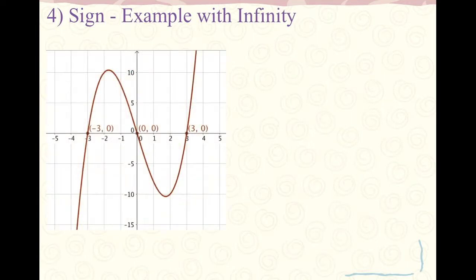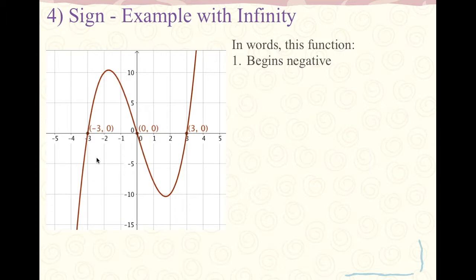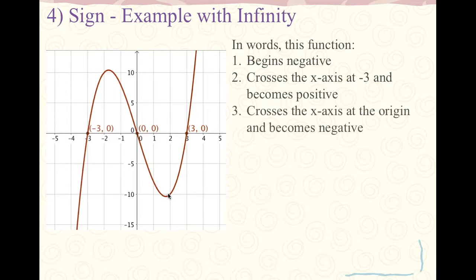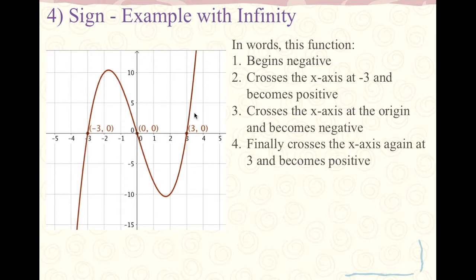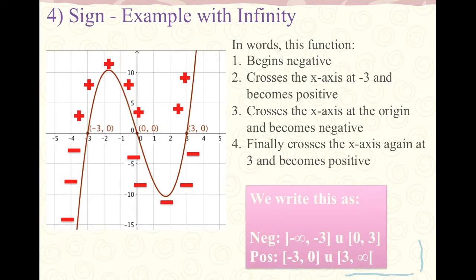And again, with infinity, in words, this function first begins negative, then crosses the x-axis at negative 3, becomes positive, then crosses the x-axis at the origin, becomes negative again, and then crosses the x-axis again at 3 and becomes positive. To help you out, positives and negatives. Kind of like what I did with the arrows, I'm doing it with positives and negatives, so it's easier for me to visualize personally.